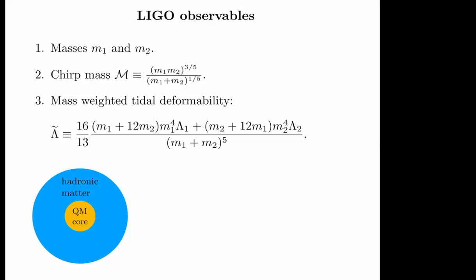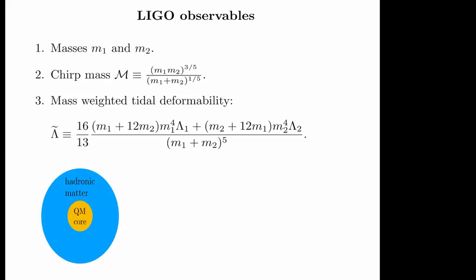So here's a nice spherical neutron star here. It'll be deformed by the gravitational interactions with its neighbor, and that deformation, at least in the linearized limit, is determined by these parameters lambda 1 and lambda 2. So what LIGO measures best is not the individual lambdas, but this lambda tilde.